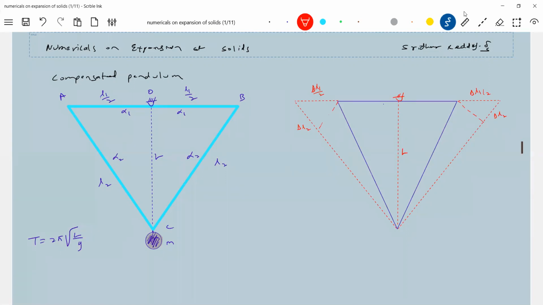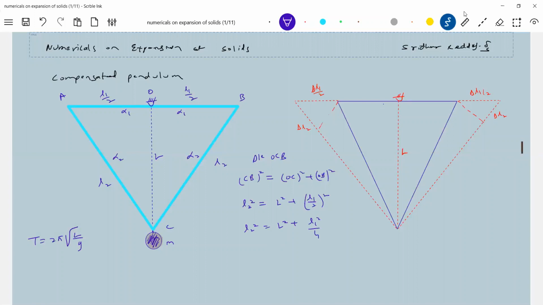Okay, how to manage this particular problem? Let me take this triangle OCB. In the triangle OCB, we can write CB square equal to OC square plus OB square. CB square is L2 square. OC is L, so L square. What is OB? L1 by 2 whole square. Or this will become L2 square equals L square plus L1 square by 4.